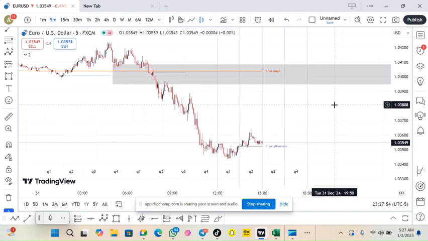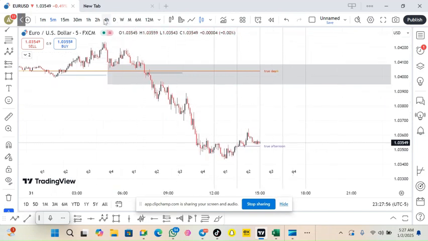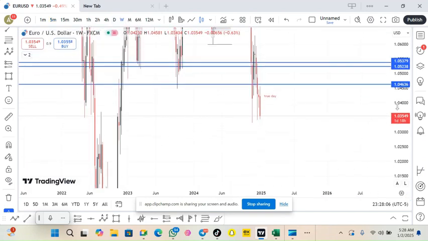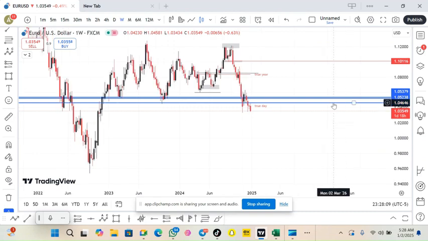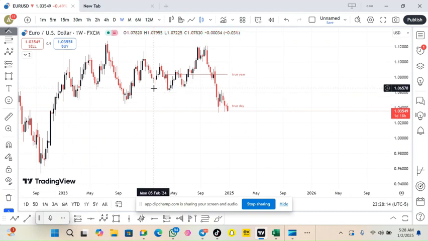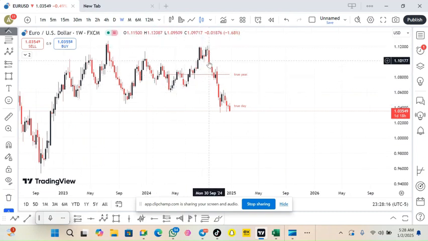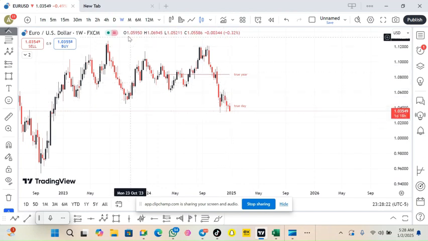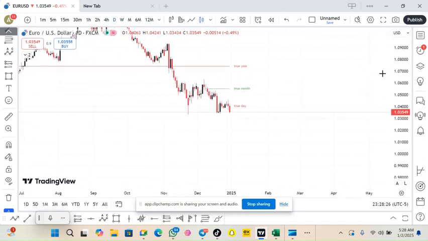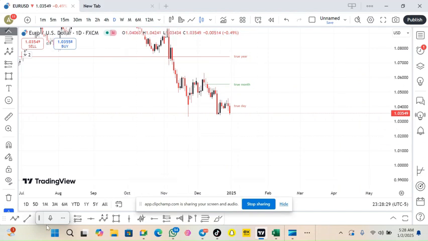According to what I mentioned in the last class of 2024, let's try to look at the structure which we have here. Let's start from the weekly. We can see price has been making lower lows, lower highs, and lower lows. So weekly is clearly bearish. Daily too is clearly bearish.